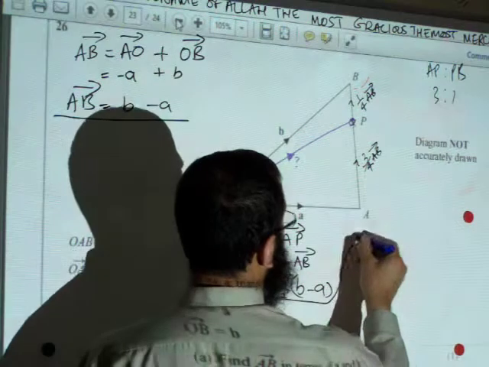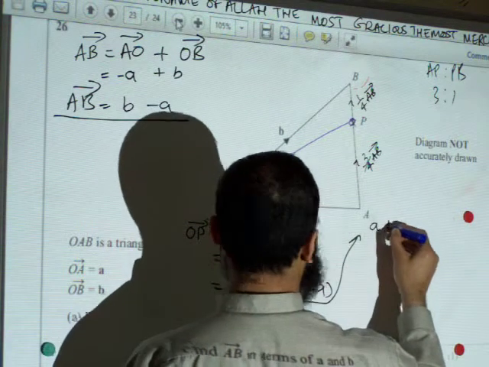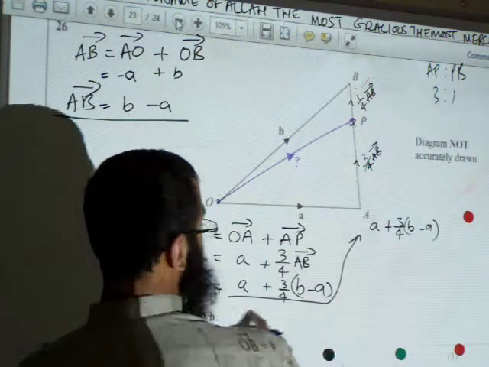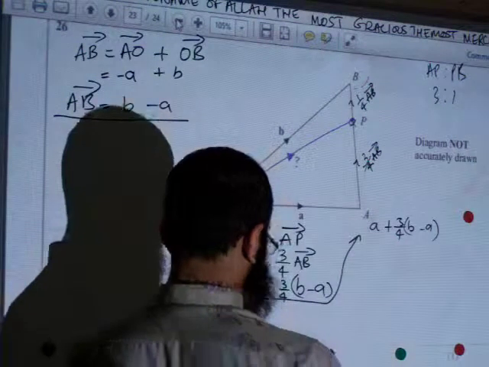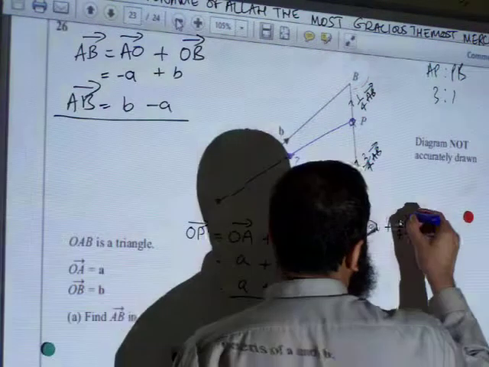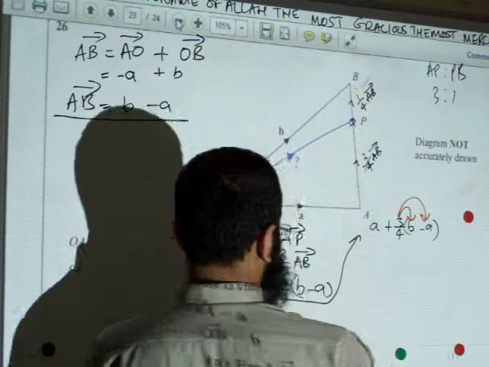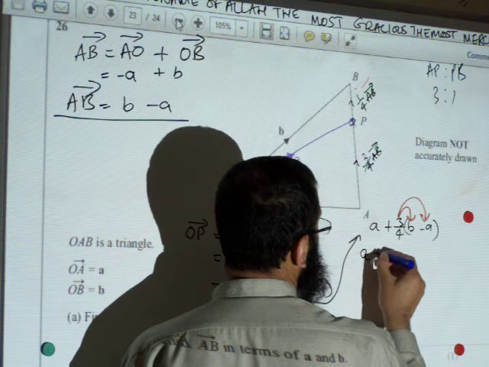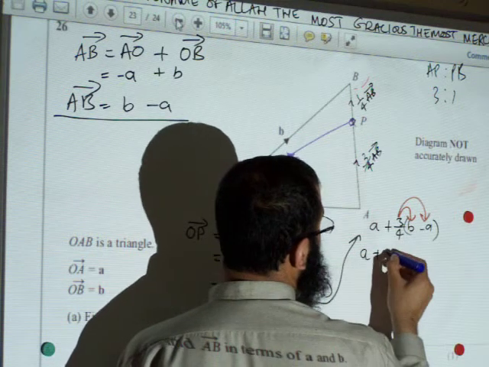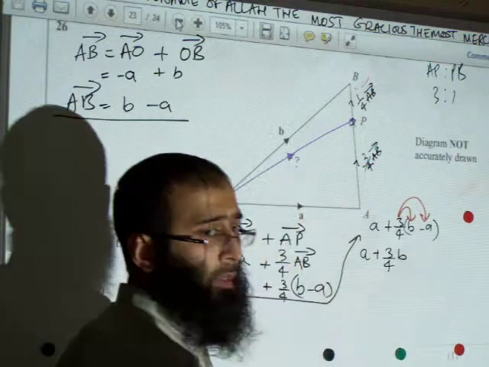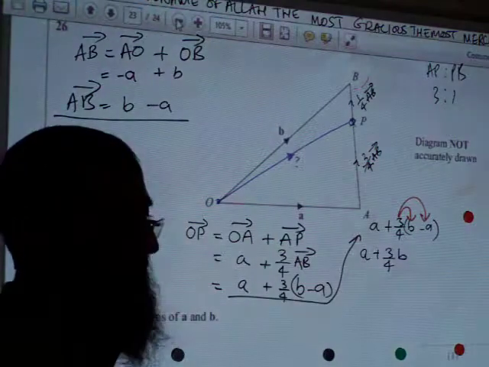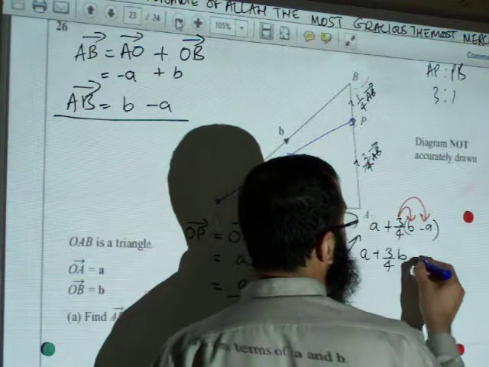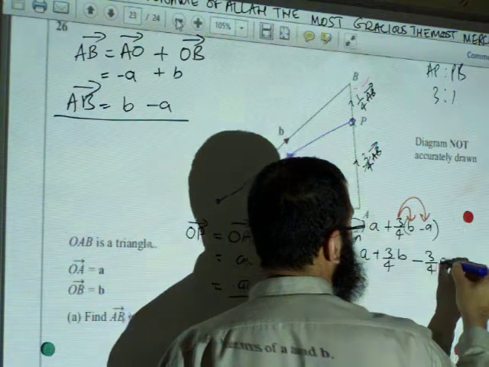So, just rewrite over here: A plus 3/4 of B minus A. Let's make sure, is that copied up correctly, folks? Yeah? Right, here we go. So A stays the same. Now, what's 3/4 times B? 3/4 B. If I say 3/4 times a letter, it's just 3/4 B, just put them back together. What is plus 3/4 times minus A? Minus 3/4 A.